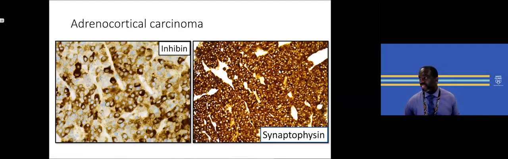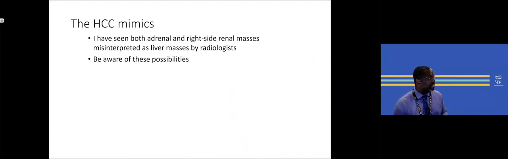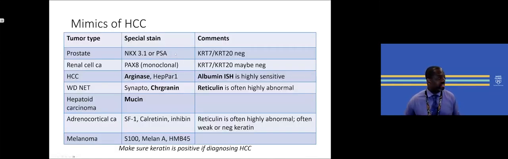And this spotty heparin, which was submitted with the case, is a little bit of a source of worry. The pankeratin that we did was completely negative, which now should have alarm bells ringing. This case showed an expression of inhibin and synaptophysin, confirming that this is indeed an adrenocortical carcinoma mimicking an HCC. What I'll say about this in continuation is that I've seen both adrenal and right side renal masses misinterpreted as liver masses by radiologists, including excellent radiologists. So I think it's important to be aware of those possibilities.